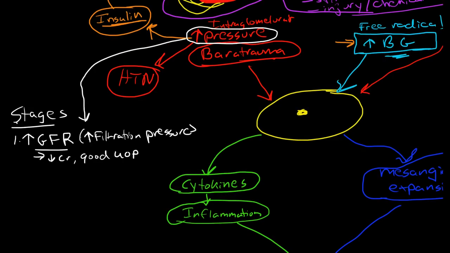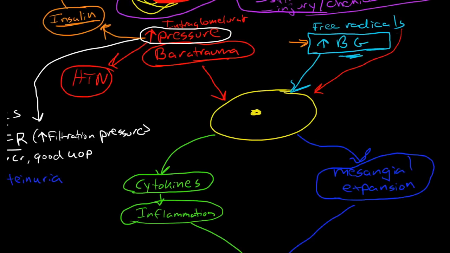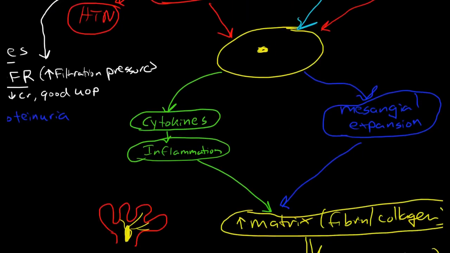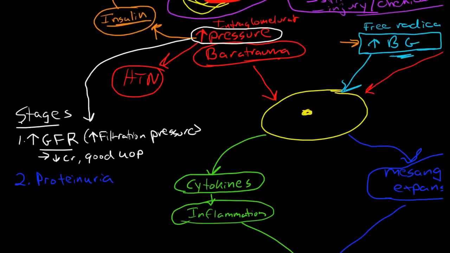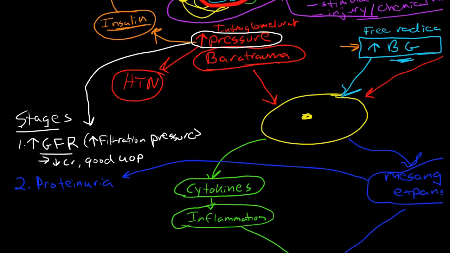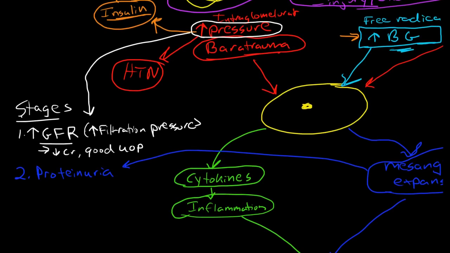Now the second stage of the disease is when we have detectable proteinuria. And this is due to that mesangial expansion and the increase in the matrix, the beginning of that process, because we are actually pulling on the collagen fibers that hold the capillaries together, and that actually increases the pore size, so we begin to have protein leaking out in larger amounts into the filtrate.